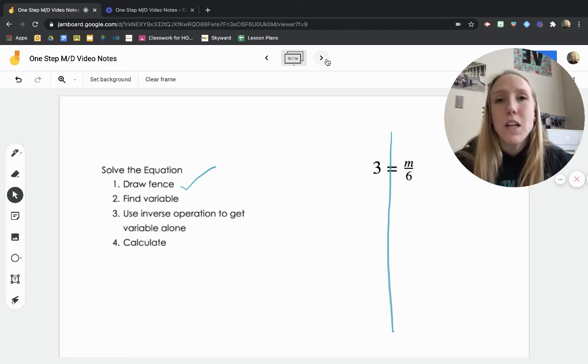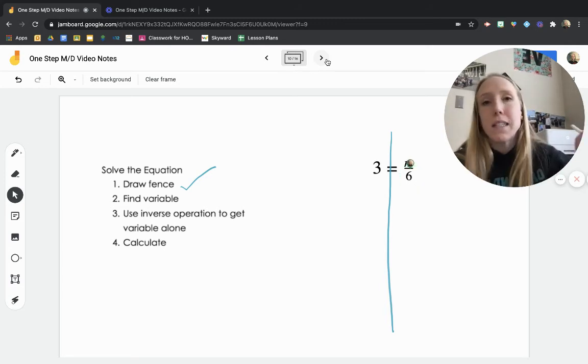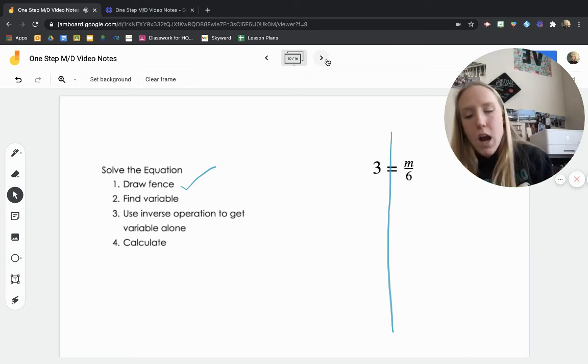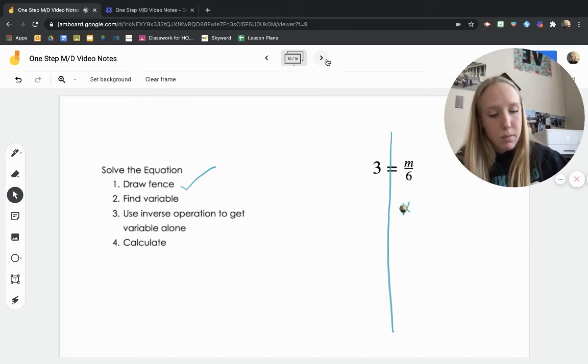I want to get that totally alone. I need to get rid of the dividing by 6. I don't want this to be divided by 6. I want that gone. I want m by itself. So how do I undo dividing by 6? I can multiply by 6. And actually, let's use our little dot so we can be not confused with letters.